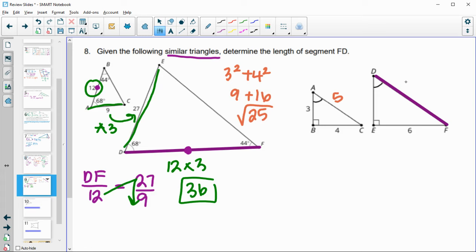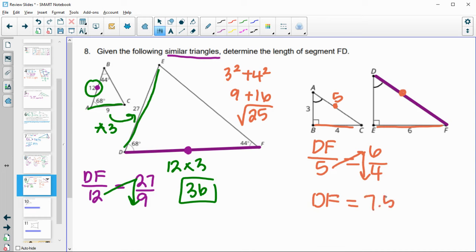So now we'll be able to come up with this side length here. So this corresponds here. This one corresponds here. And so we'll be able to set up a proportion. So we can say DF over 5. So this side over 5 equals 6 over 4. And then you could cross multiply here and get that DF equals 5 times 6 divided by 4. So 5 times 6 is 30, divided by 4 is 7.5.